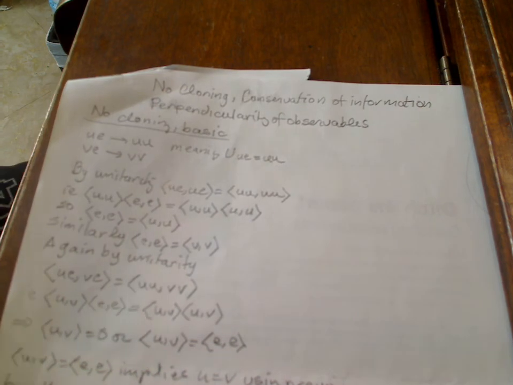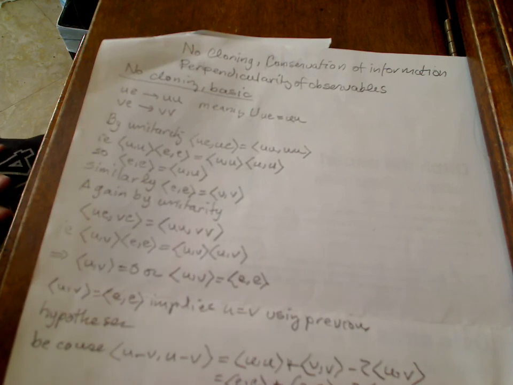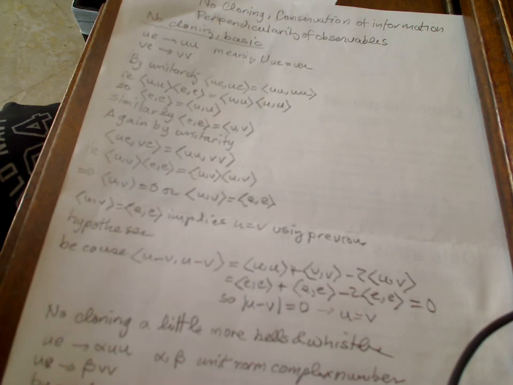Now it turns out that if you have two vectors such that UU is equal to EE, VV equals EE, and UV also equals EE, that implies that U and V are the same. Here's the argument for that.